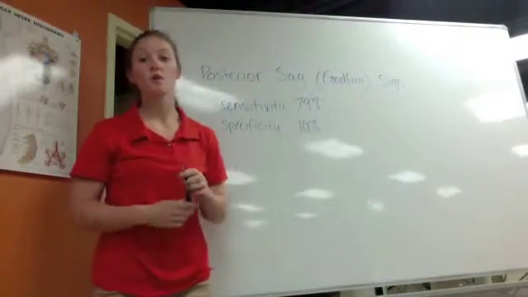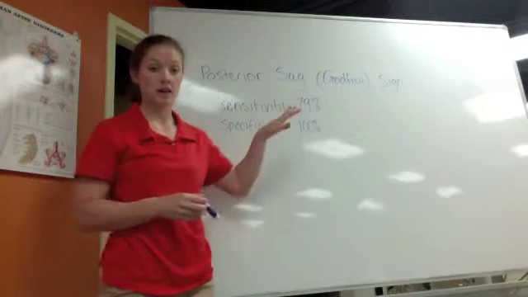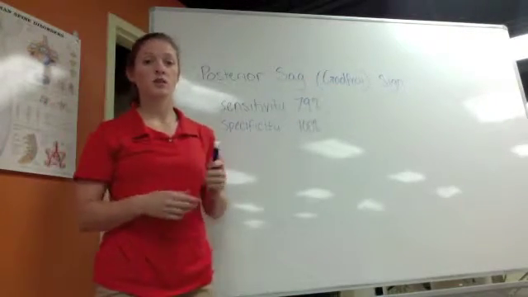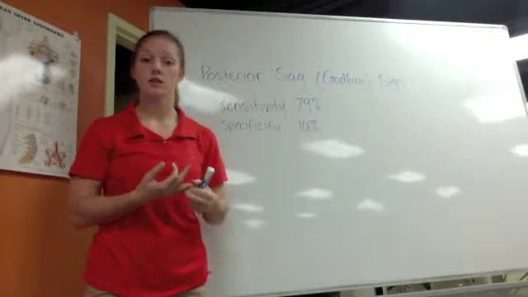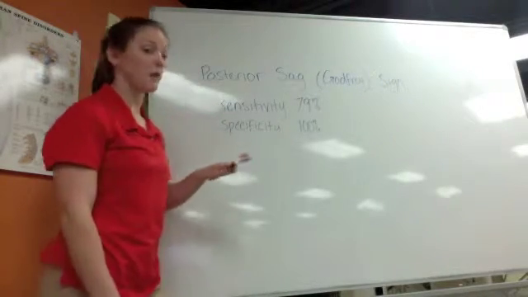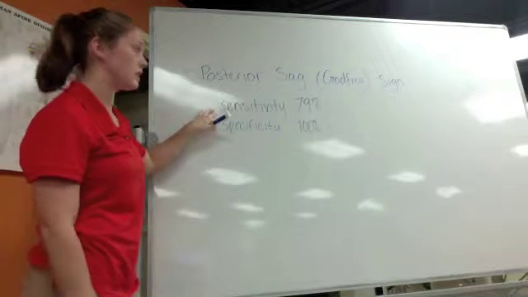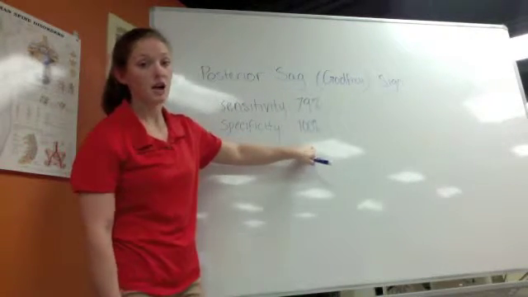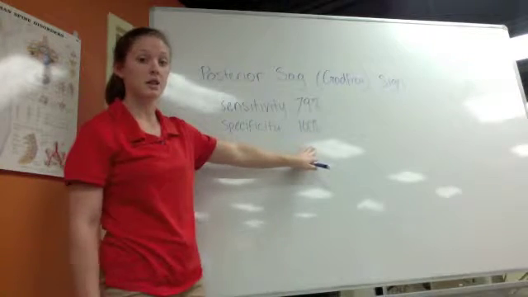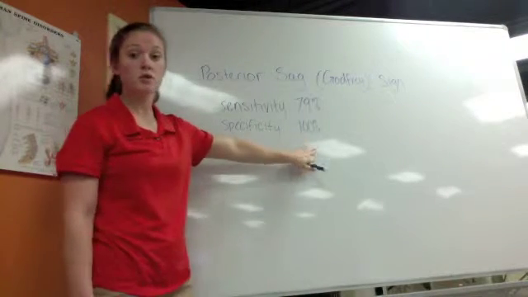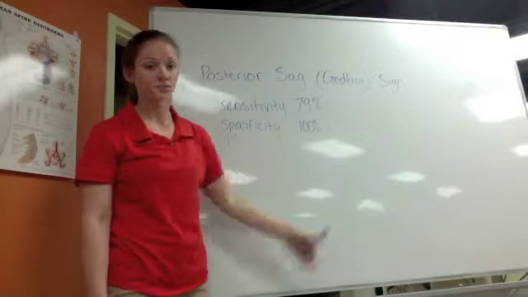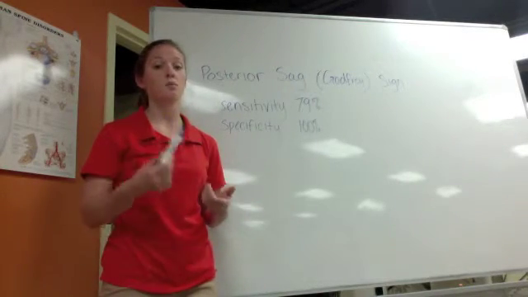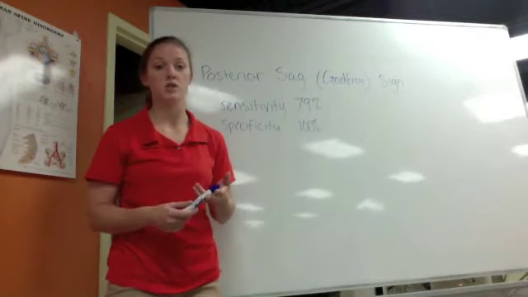So now we're going to go over a bit of the statistics for the posterior sag sign, also known as the Godfrey sign. Not a lot of studies have really demonstrated the specificity and sensitivity of this test, but Rubenstein and Malenga have both stated that the sensitivity is around 79% and the specificity is 100%, meaning that anytime you get a positive finding on this test, it is 100% ruling in the disorder. Just like any other special test, we would want to combine this with a complete subjective and objective examination with our patients.